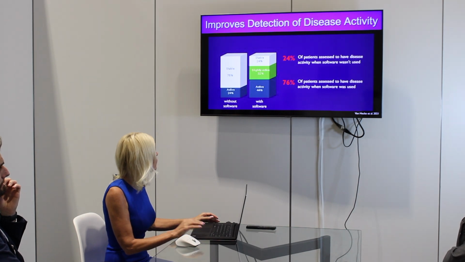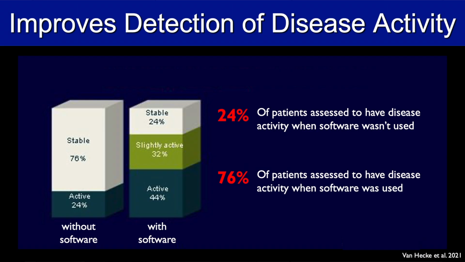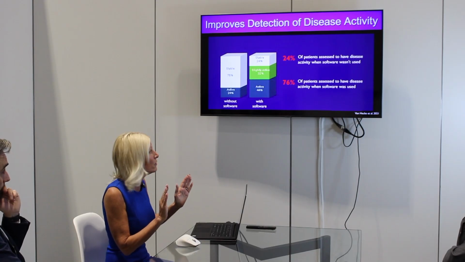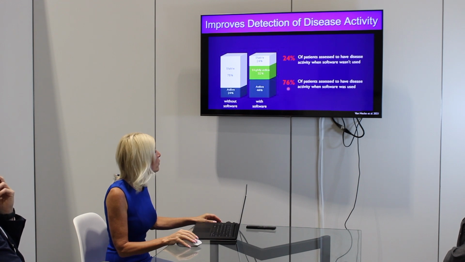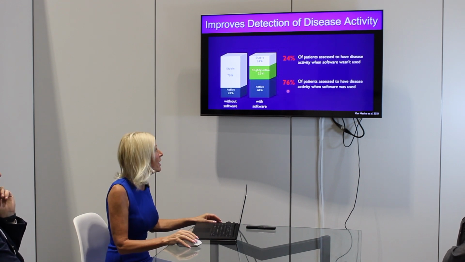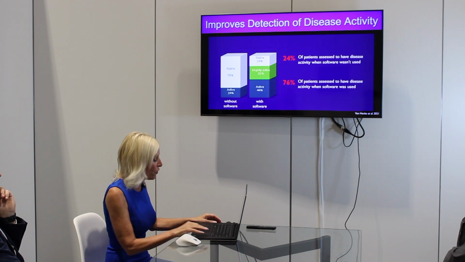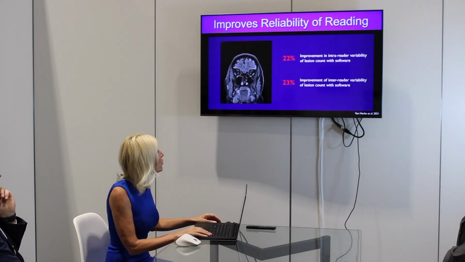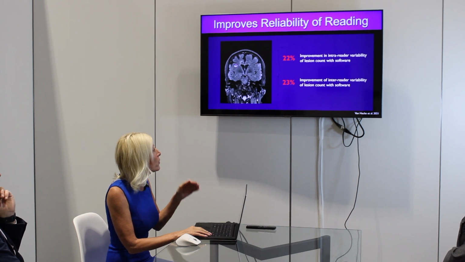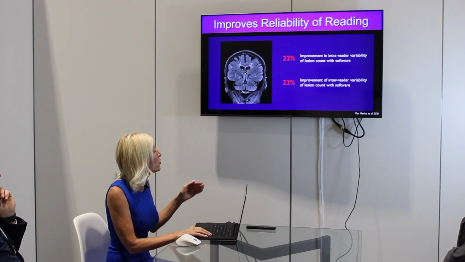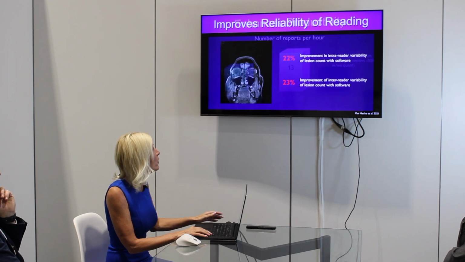And it turns out if you try to read these MS patients without software, on average, you'll call 24% disease activity. If you actually use quantitative post-processing, that will jump up to 76%. And again, this makes a huge difference to our referring neurologists. And it also improves reliability of reading. So 22% improvement in intra-reader variability and 23% improvement in inter-reader variability.